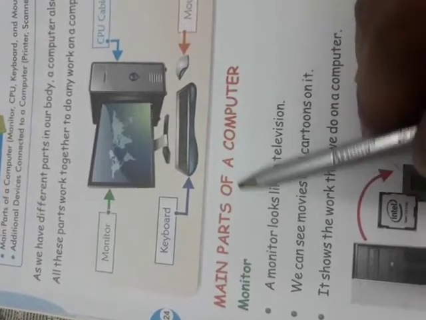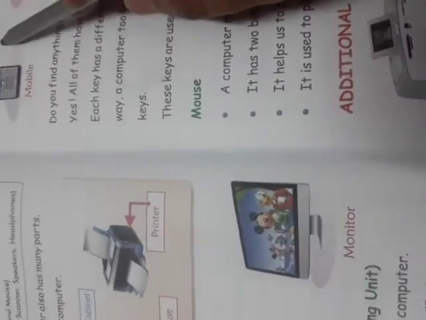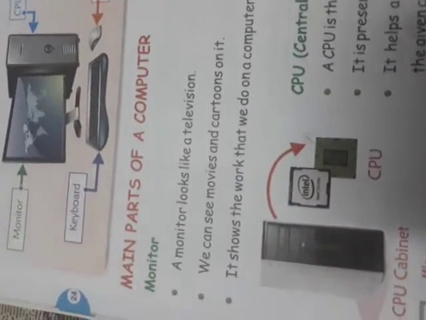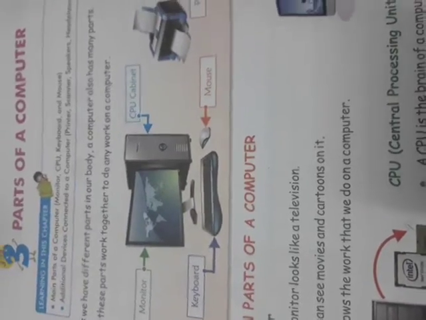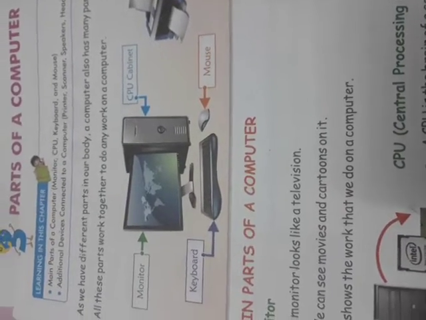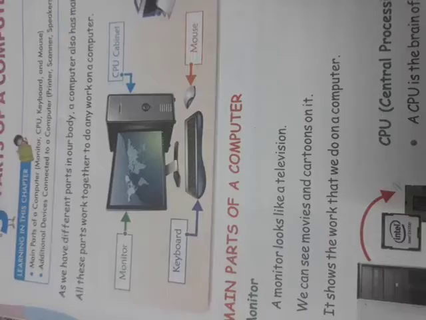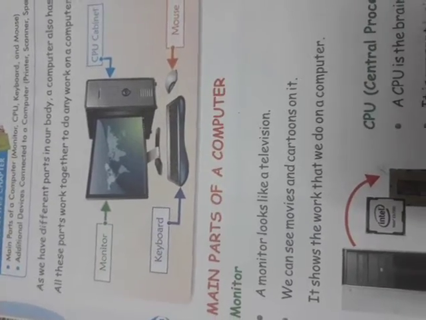The main parts of computer are monitor, keyboard, mouse, and CPU. Now I'm just going to revise this entire chapter with you once again, and later on I'll be giving one worksheet to you to solve. So just listen carefully, try to recall all the concepts which you've already done, right?